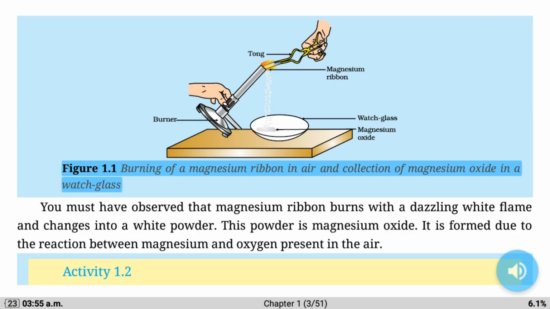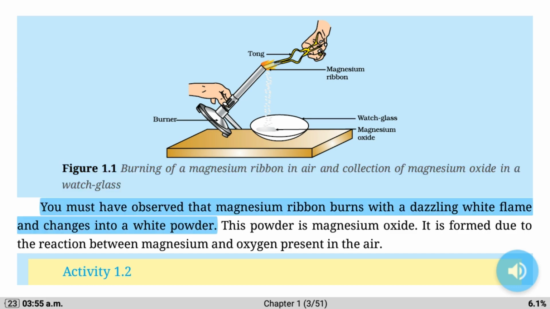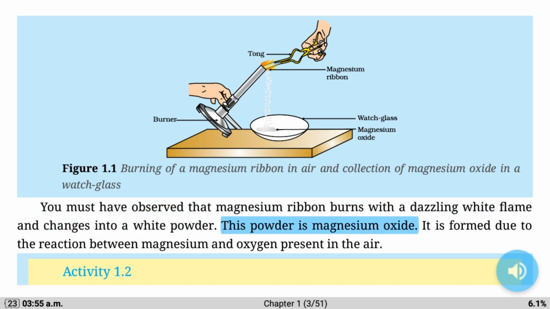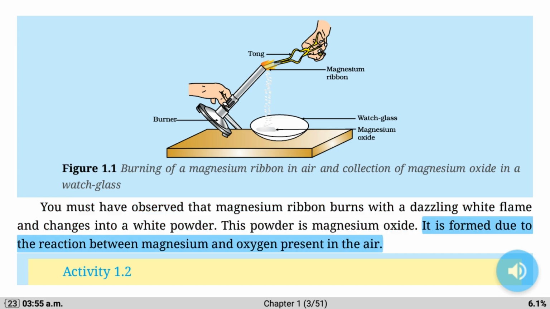What do you observe? Figure 1.1: Burning of a magnesium ribbon in air and collection of magnesium oxide in a watch glass. You must have observed that the magnesium ribbon burns with a dazzling white flame and changes into a white powder. This powder is magnesium oxide. It is formed due to the reaction between magnesium and oxygen present in the air.